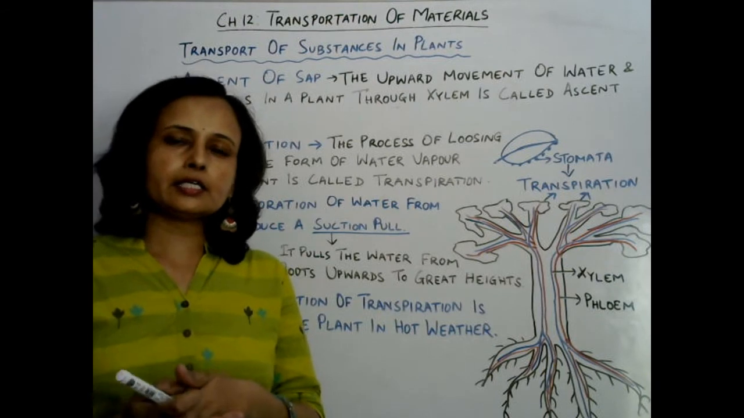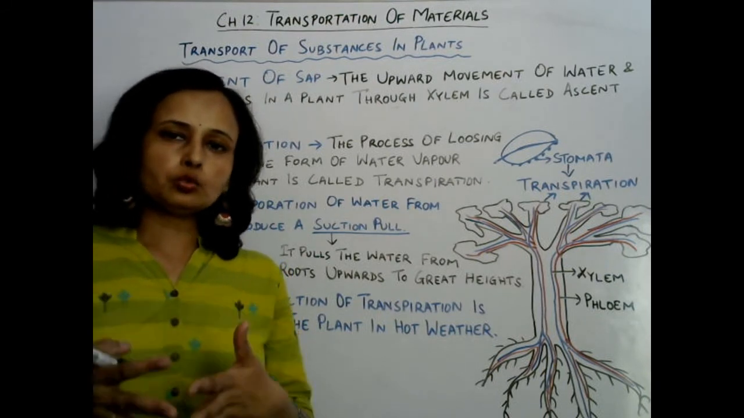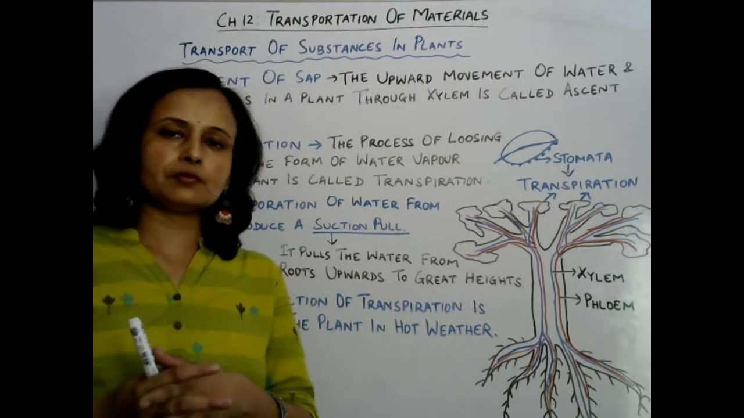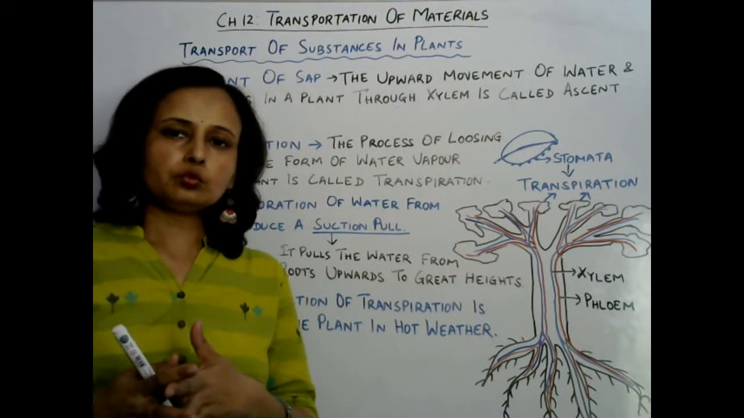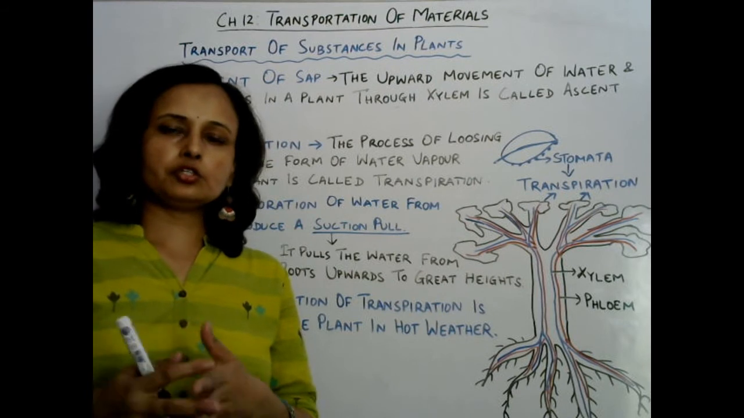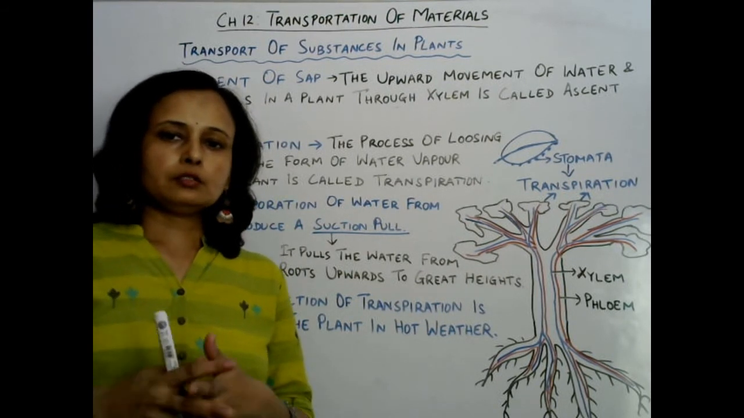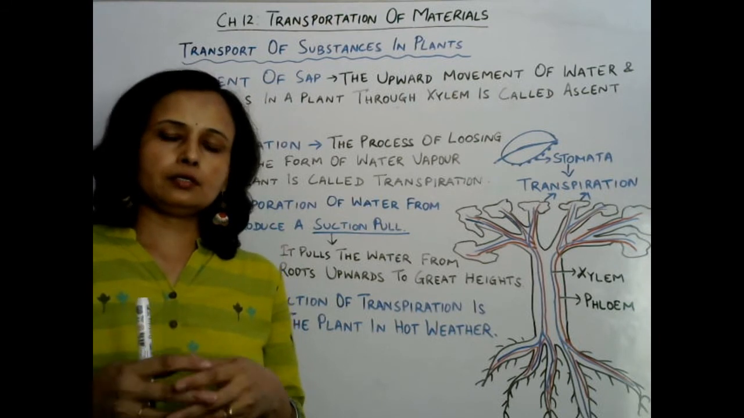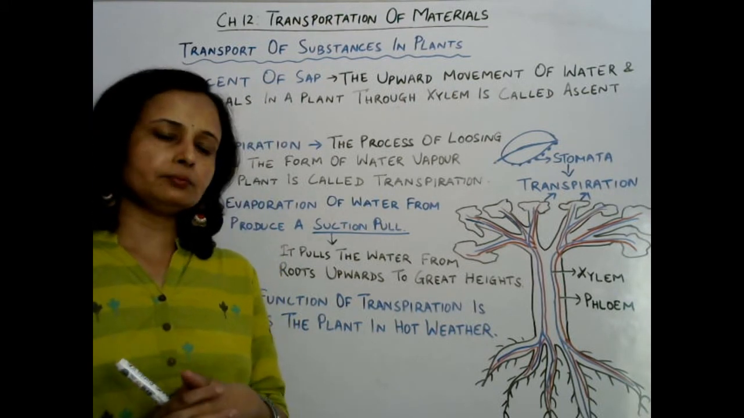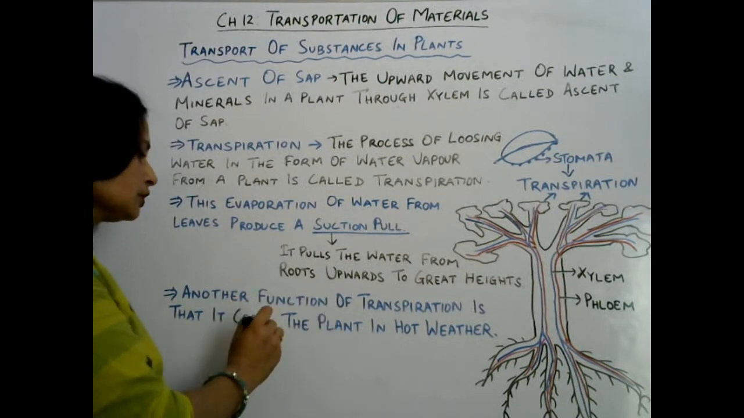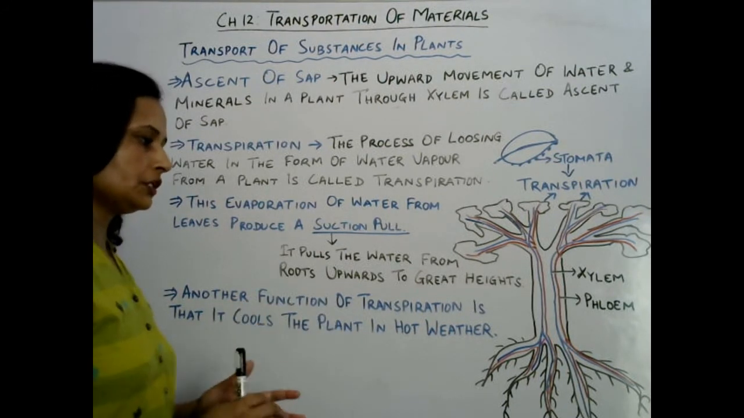As sweating takes place in our body, it cools our body after sweating, because water vapor is evaporated after sweating, and we feel cool due to evaporation, because heat is leaving the body. Just like that in plants also, through transpiration the heat is removed from the body because of evaporation, and the plant becomes cool during hot weather, during summer days.